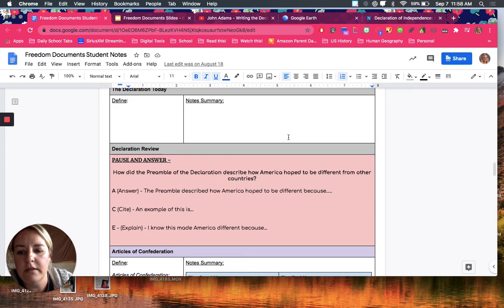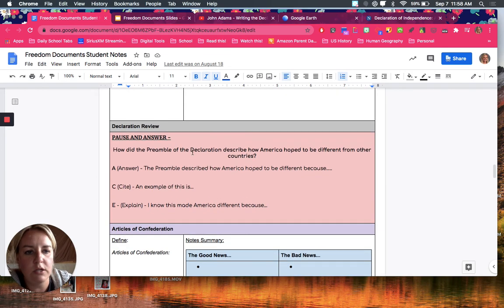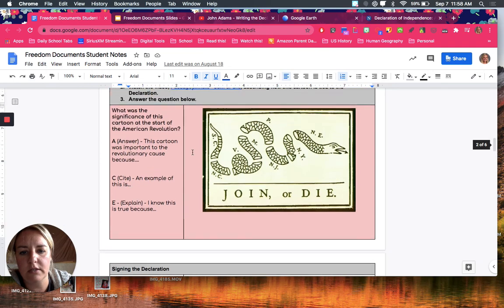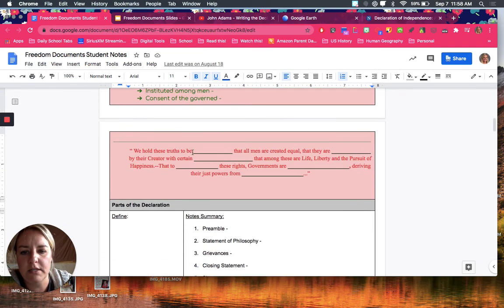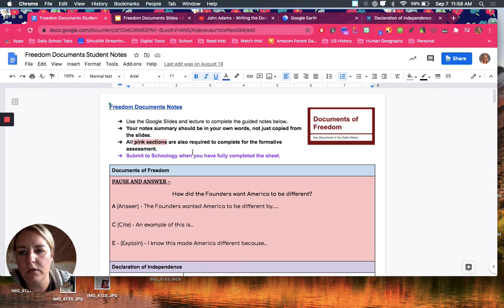All right, and then that is it for the day. We're going to stop here at the Articles of Confederation. You do not need to turn this document in yet. We're going to keep working over this the next couple of days. So please just hang tight, and tomorrow when you're back in class, we will go through this one more time.